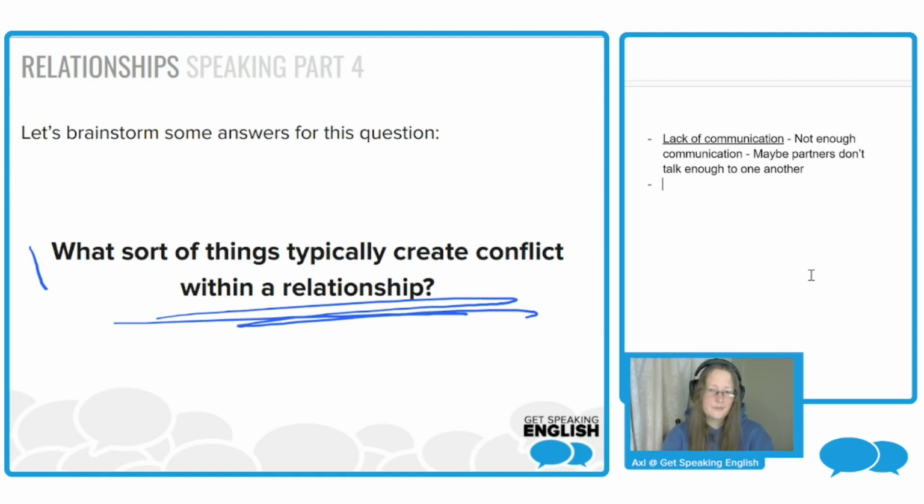Potentially also, maybe people have different communication styles. So what do I mean by that? Communication styles. Well, maybe one person is very direct. We might say they're very, very direct. They tell you what they think.